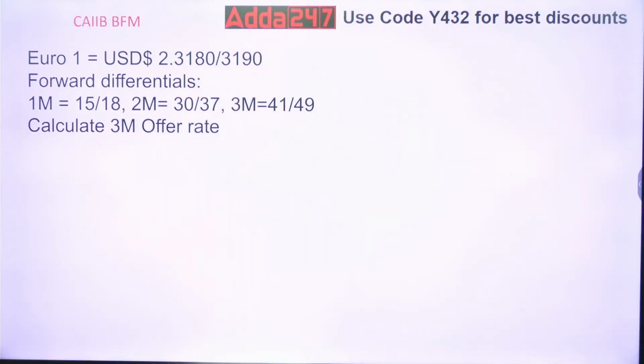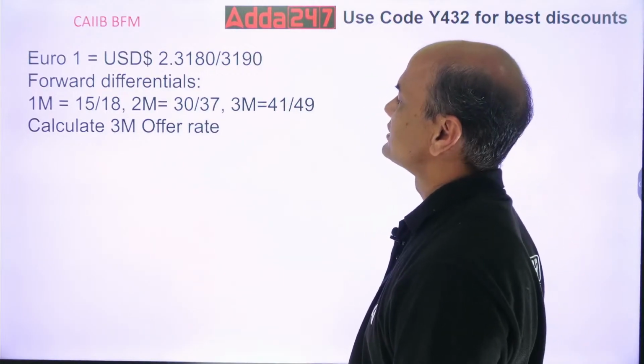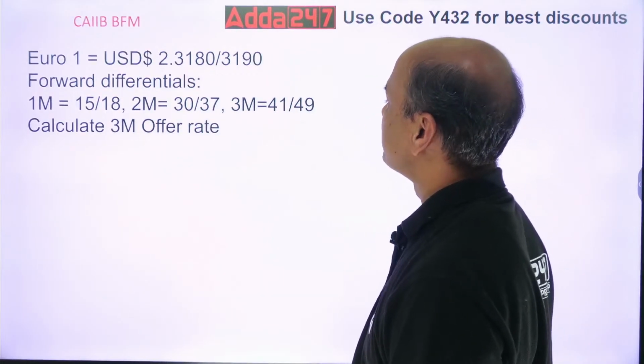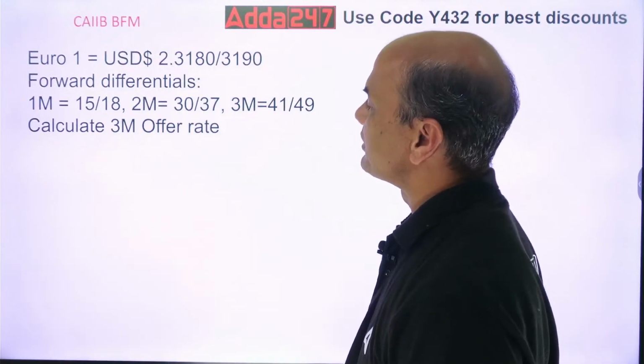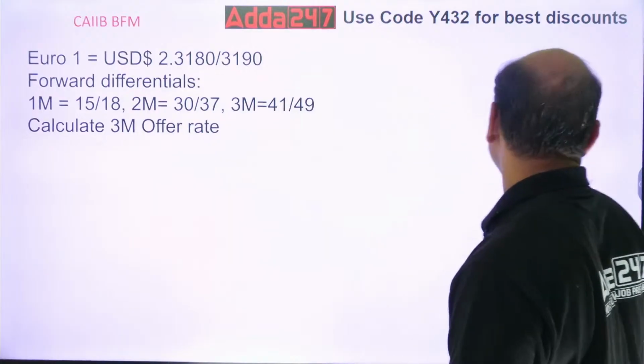Euro 1 equals USD 2.3180, 3190. Forward differentials are: 1 month is 1518, 2 months is 3037, 3 months is 4149. Calculate the 3 month offer rate. See what is asked, offer rate.